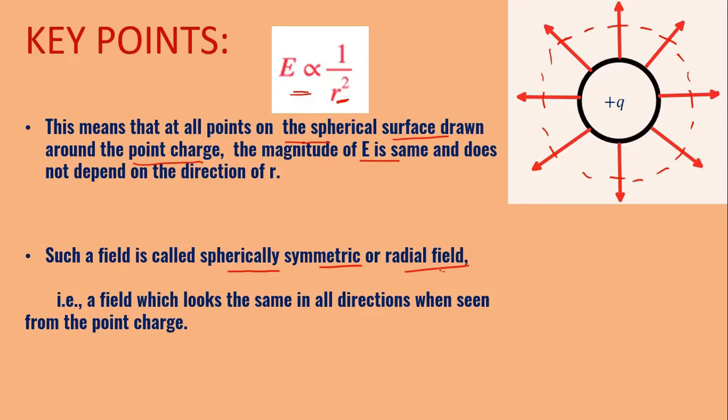Why is the electric field a radial field or spherically symmetric? Because at all the points on the spherical surface drawn around the point charge, the magnitude of E is the same. That is why it is called spherically symmetric.